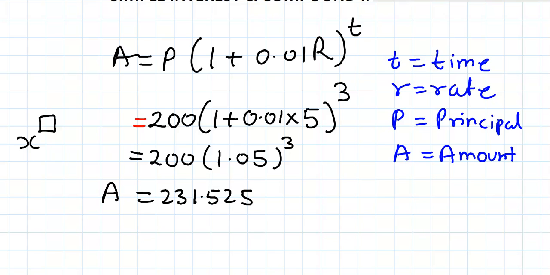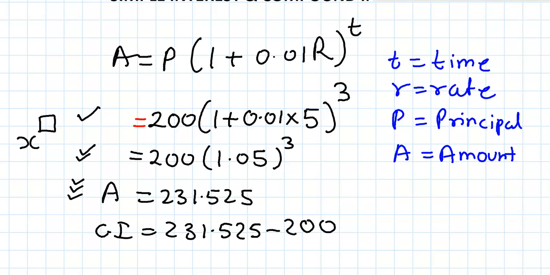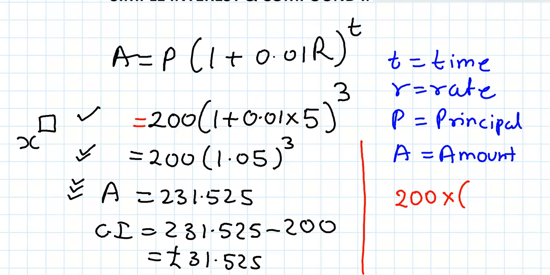So this is the amount. We have done 3 lines: first line, second line and third line. So what is compound interest? A minus P. That is 231.525 minus 200, which is 31.525. It is exactly the same answer. In your calculator, remember you are choosing this sign. I'm writing with red ink. First write 200, then the times sign, then a bracket and 1.05, then choose the power sign and put 3.